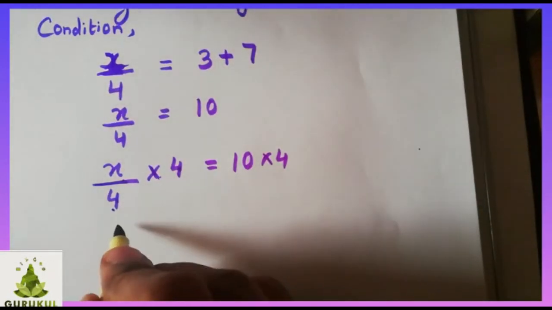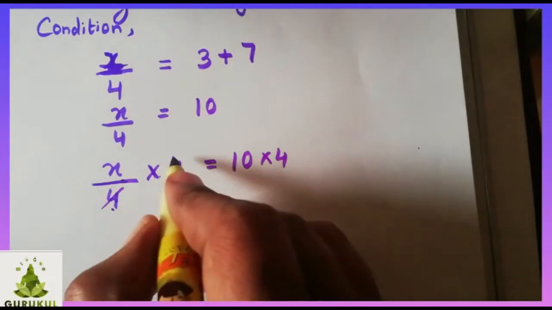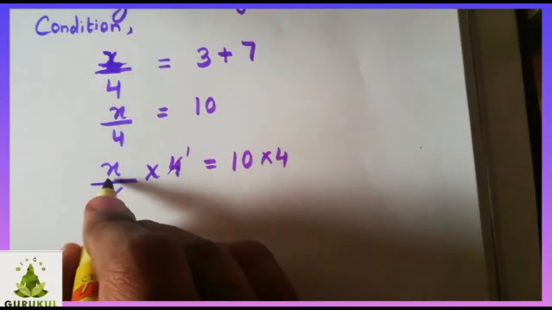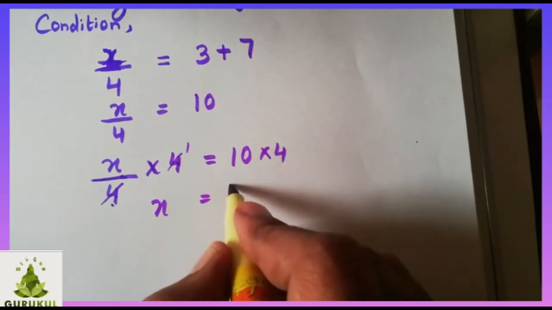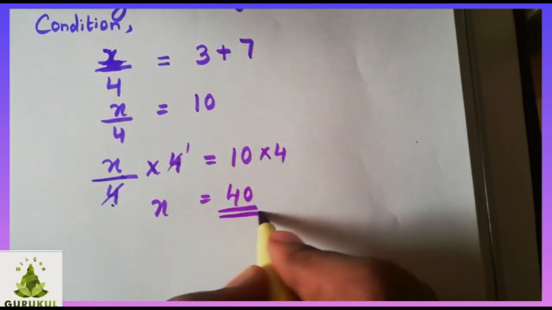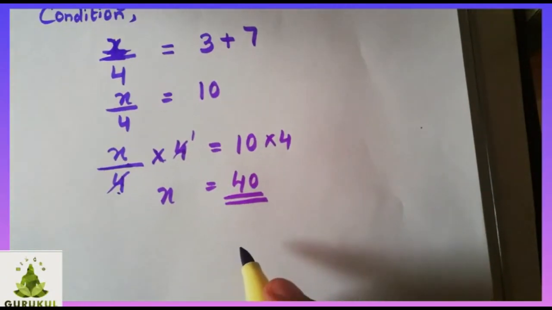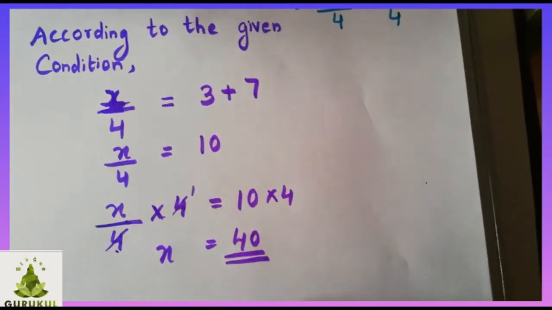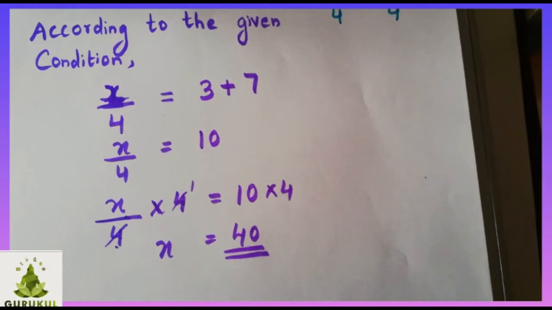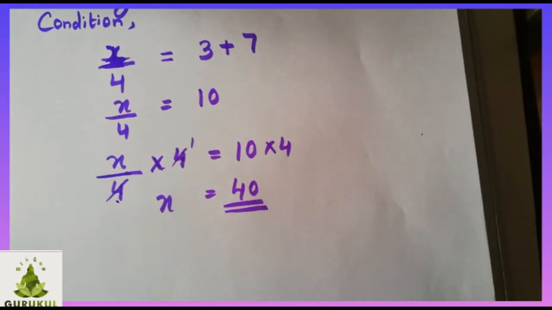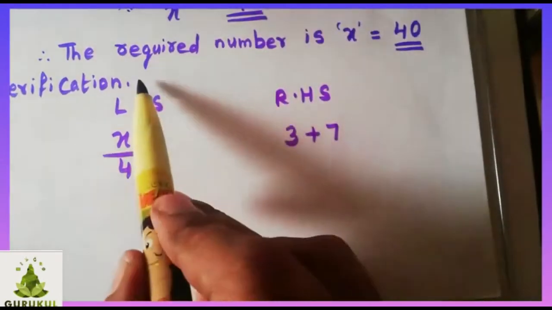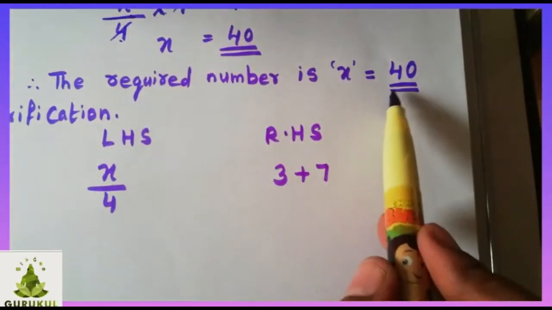So what do you get? 4 1s are 4, so what remains is x. x into 1 is x, equals 10 4s are 40. So this is the answer, x equals 40. Now what is asked? Find a number such that 1/4 of a number is 3 more than 7. So the required number is 40. You have to write the final answer: the required number is x, that is 40.